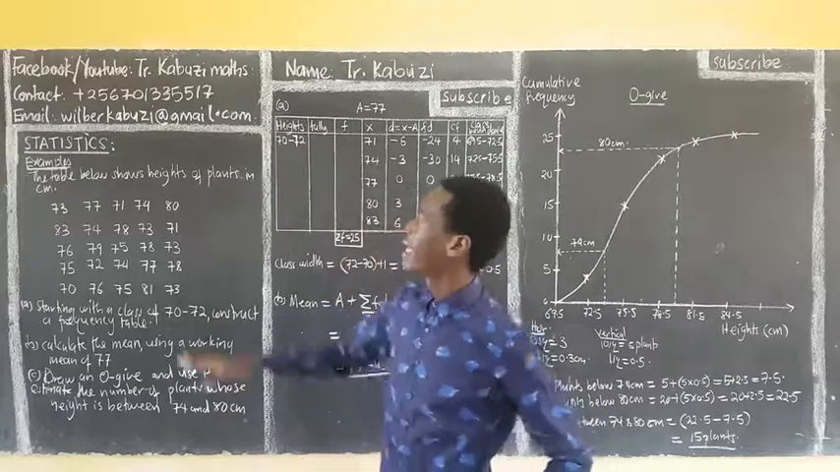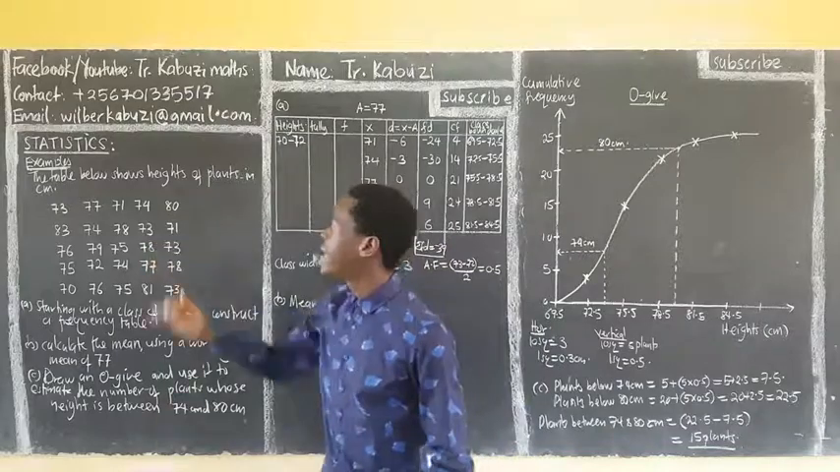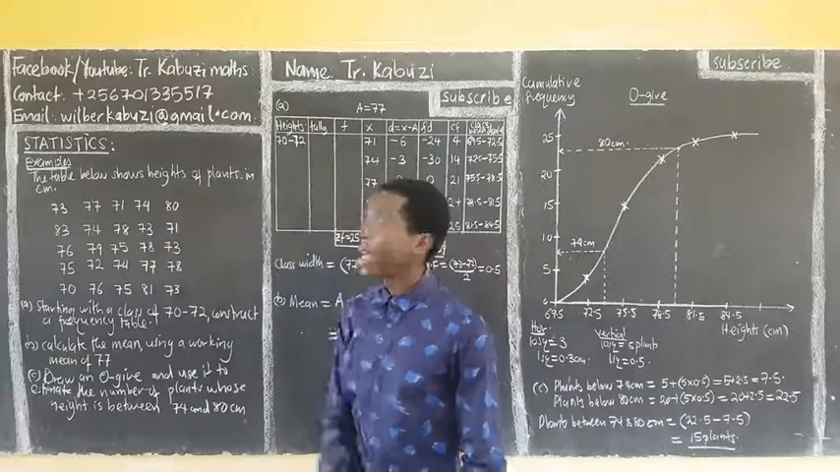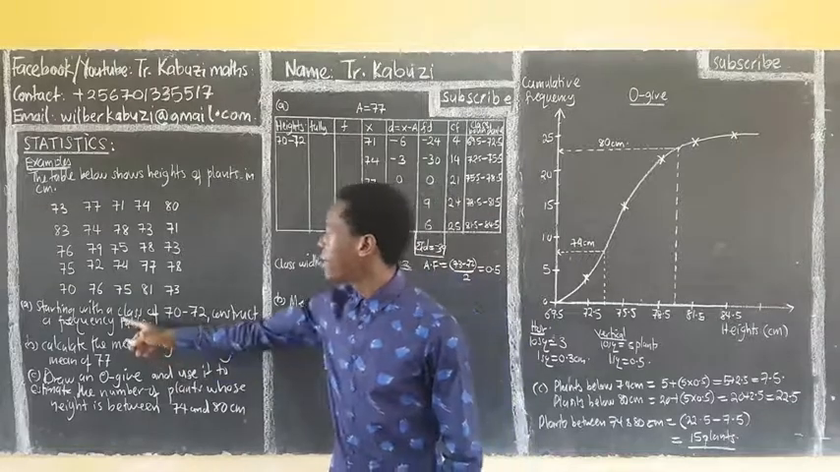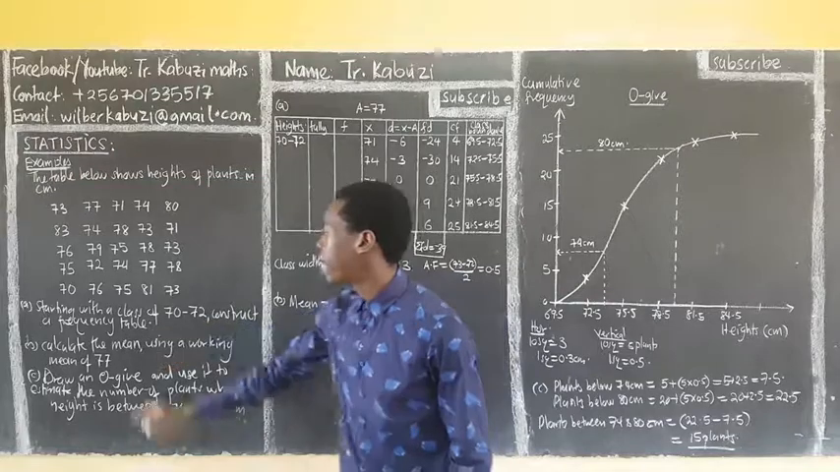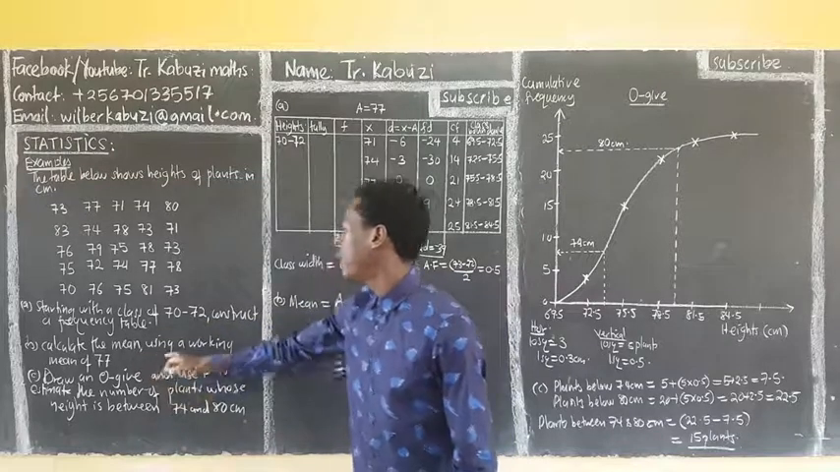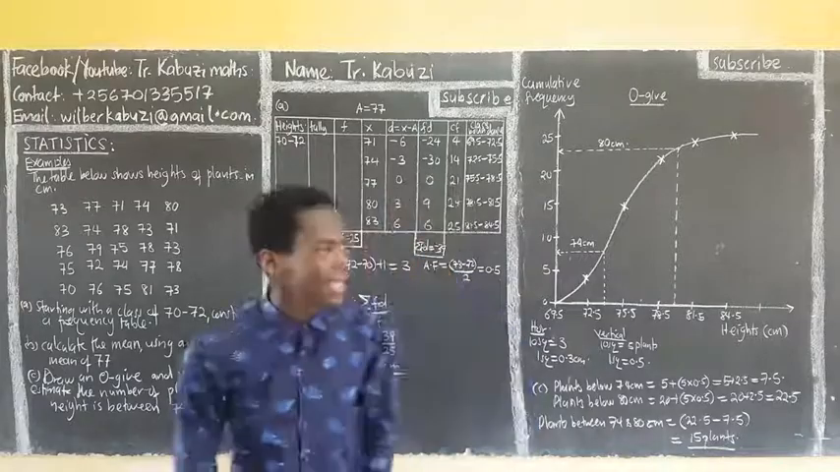Okay, the table below shows heights of plants. We are measuring heights of plants in centimeters. These were heights, I think we said they are ungrouped. Starting with a class of 70 to 72, construct a frequency table, calculate the mean using the working mean, draw an OGIVE and use it to estimate.